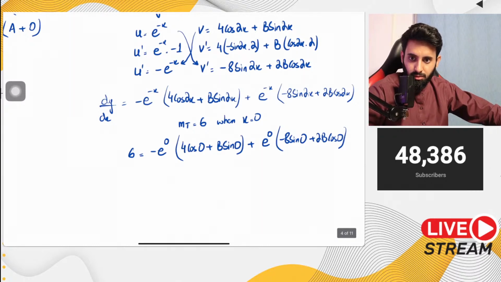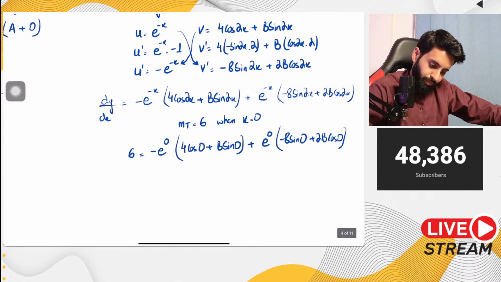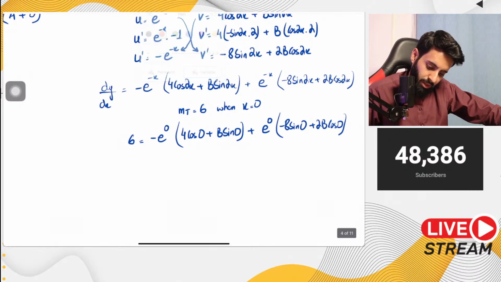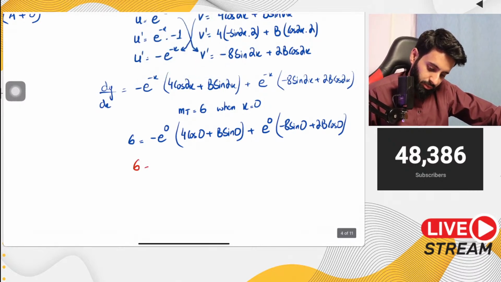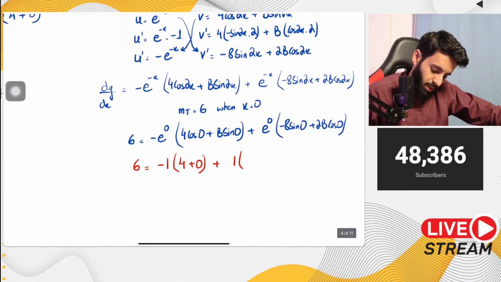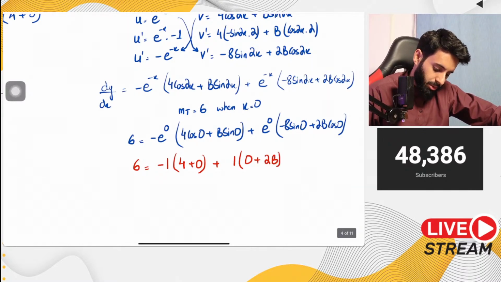So e to the power 0 becomes 1, so it's going to be minus 1. 4 cos 0 is going to be 4, and b sine 0 will just be 0 straight up, plus e to the power 0 is 1, minus 8 sine 0 is going to be 0, plus 2b. Why? Because cos 0 is going to be 1.